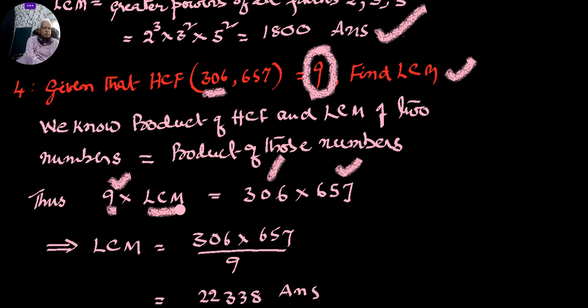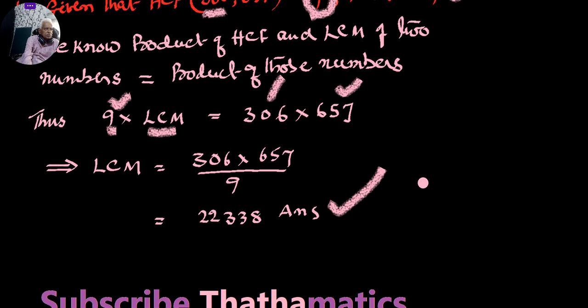So 9 times LCM equals 306 into 657, and LCM will be, sending 9 to this side, 306 times 657 whole divided by 9, which is 22,338. That is the LCM.